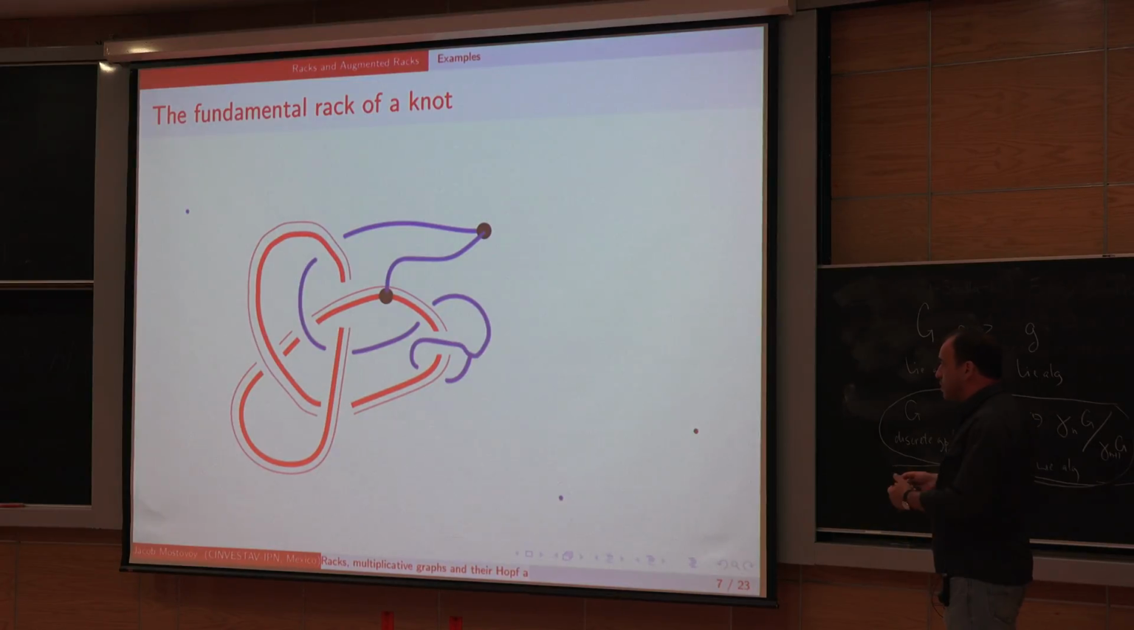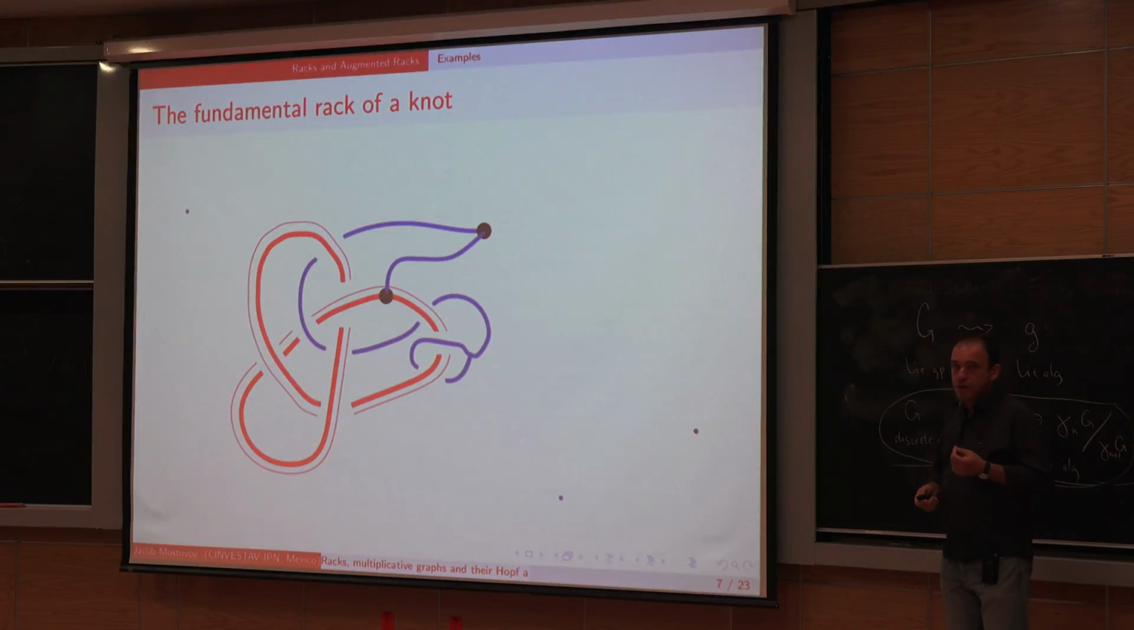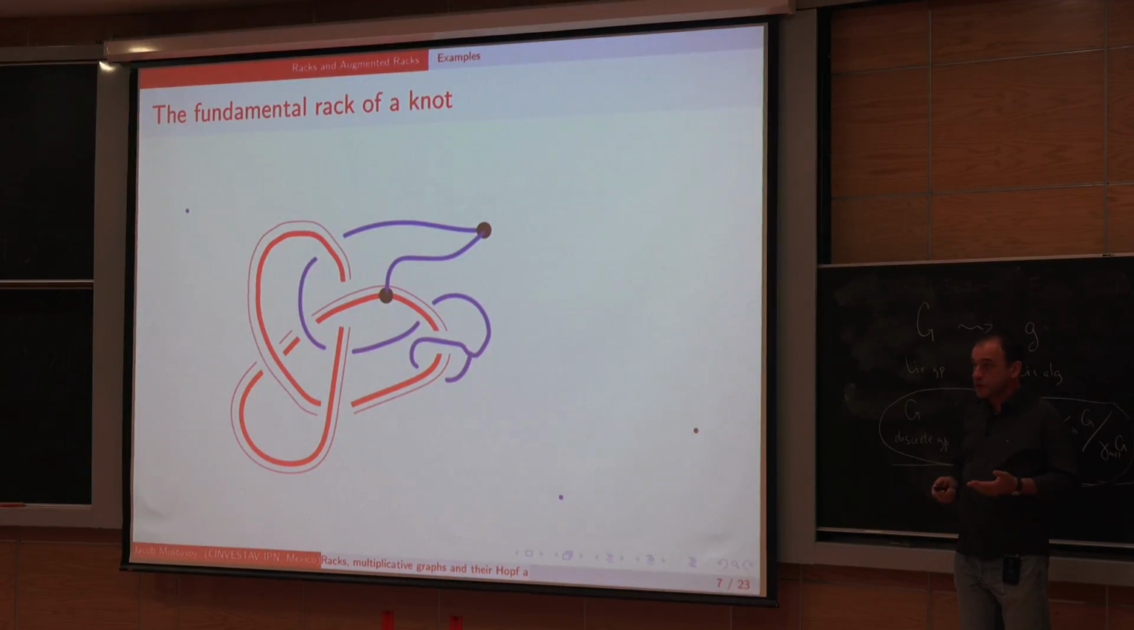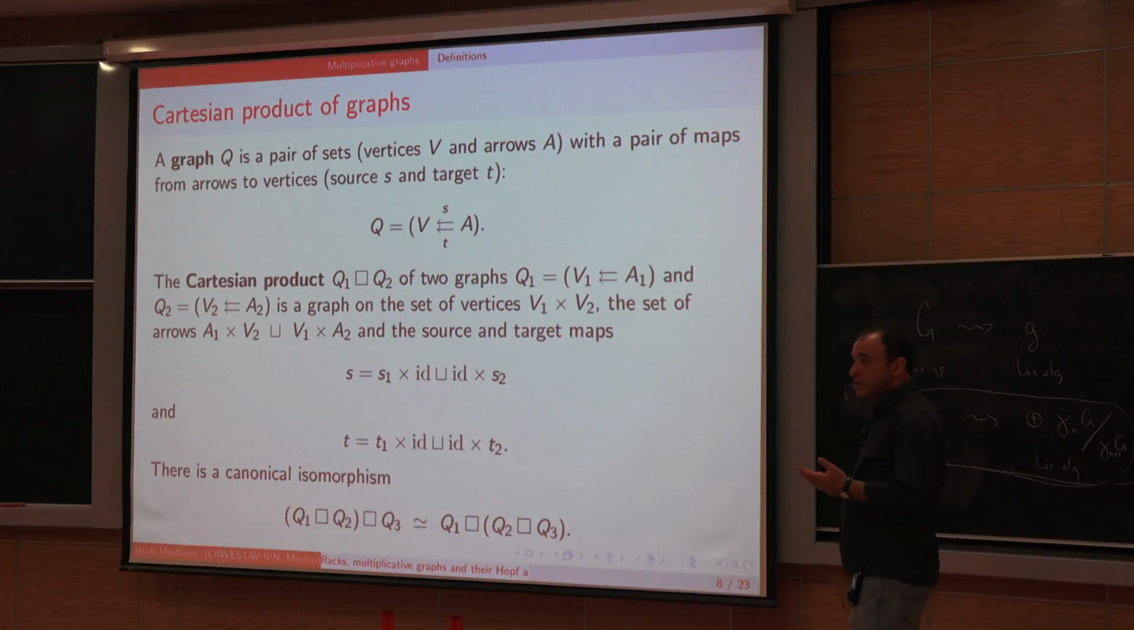Also, in the same way as you can write down a presentation for the fundamental group of the knot, you can write down some sort of a presentation for the fundamental rack. So it's a very calculable invariant. That's why it's so good, and it's actually useful in knot theory. But then, again, this is only an example.